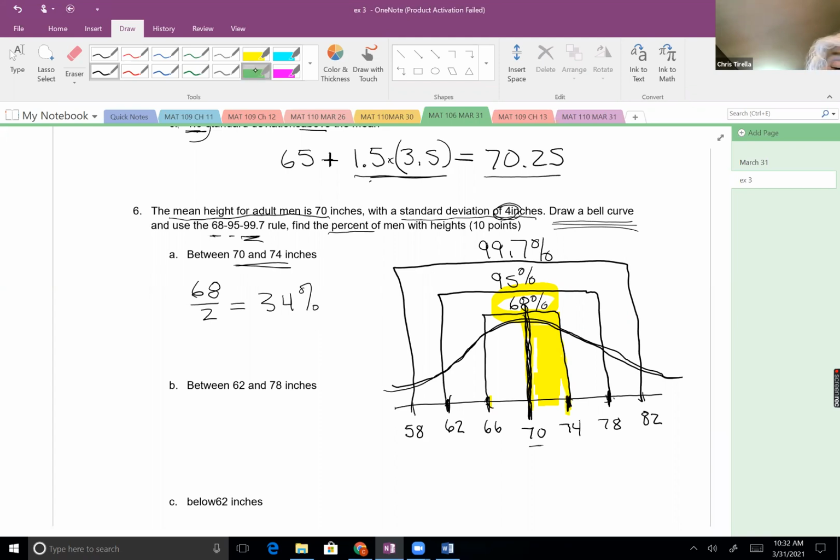The next asks me for the percent between 62 and 78. Well, when I go from 62 to 78, does everybody see that that's that complete grouping, that complete box for 95%? So this one, we're just going to read off the graph, 95%.